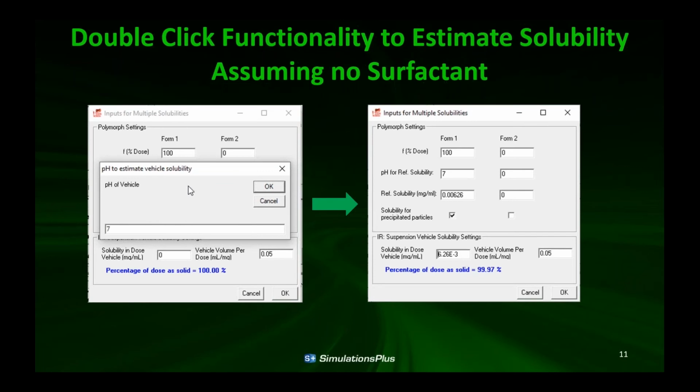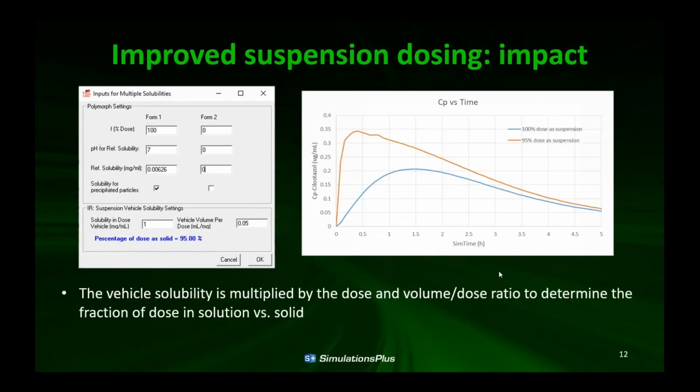So for this example, we could say the percent dissolved if there is no surfactant is very, very small. Almost 99%, 99.97% is still in the solid undissolved form. How will this affect our simulation?